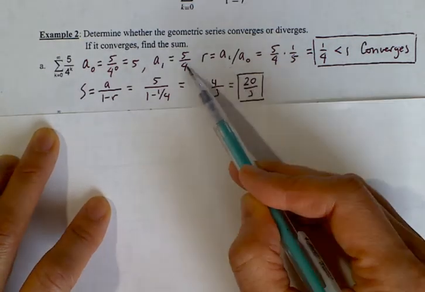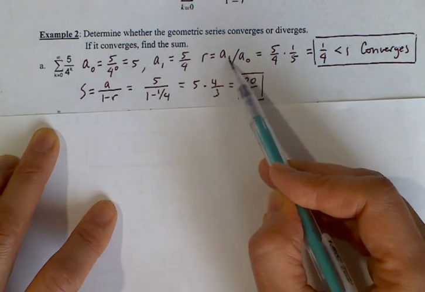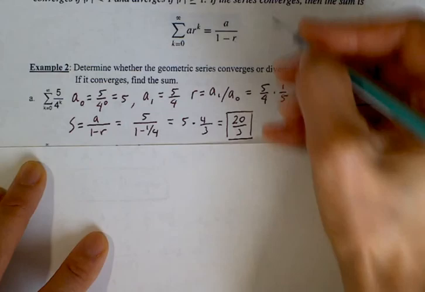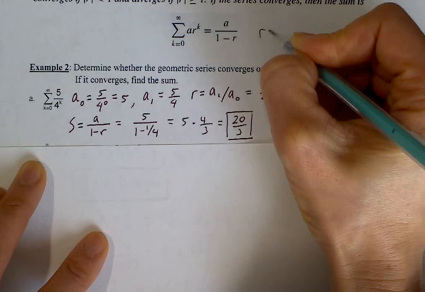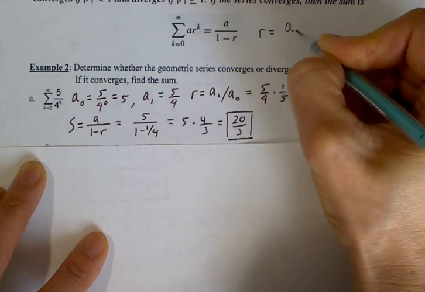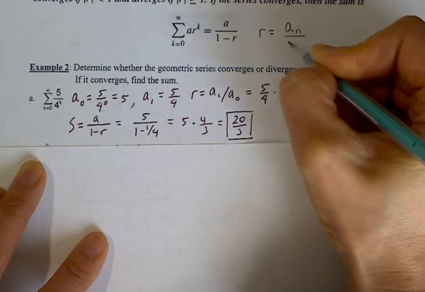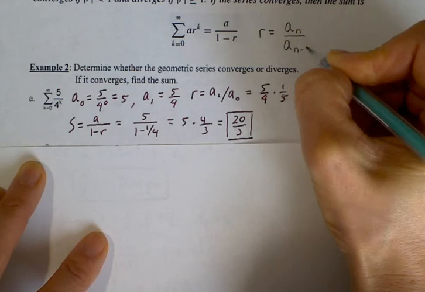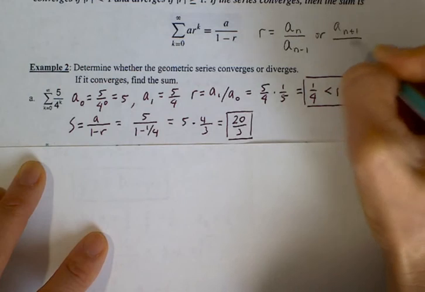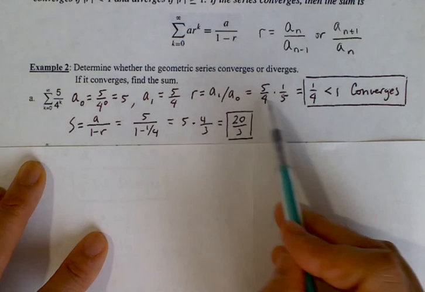So I get the common ratio r is equal to a sub 1 divided by a sub 0. In general, you should write this down here. r is equal to a particular term, a sub n, divided by the previous term, a sub n minus 1. Or you could write it as a sub n plus 1 divided by a sub n.